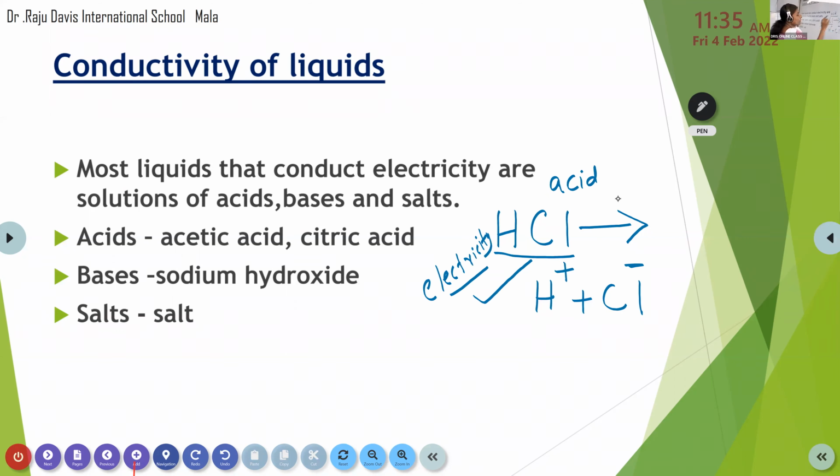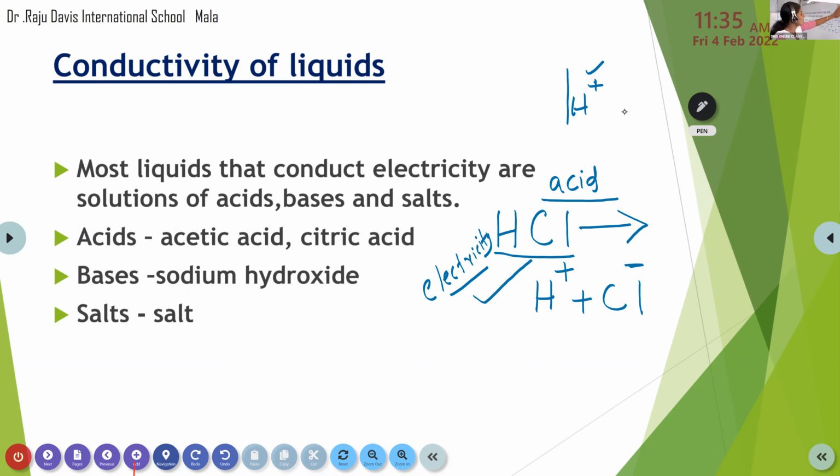Do you know the formula for acetic acid? CH3COOH. Here also it breaks into H plus and CH3COO minus. So in that vinegar, because of the presence of these two components, it conducts electricity.